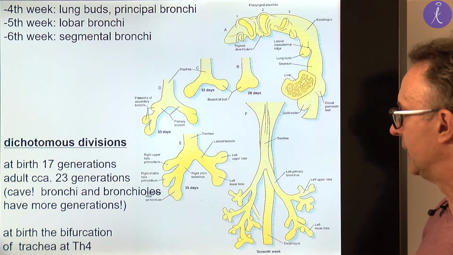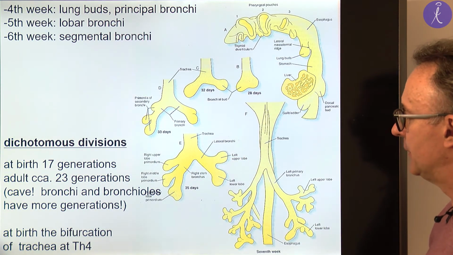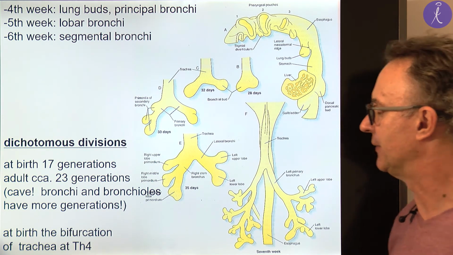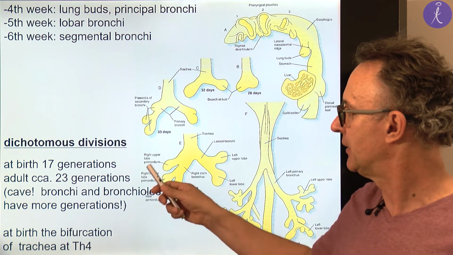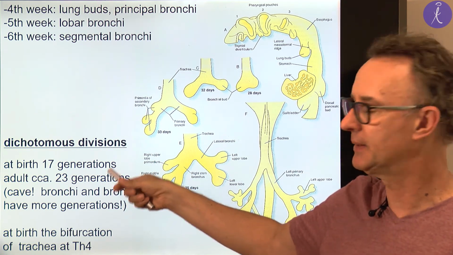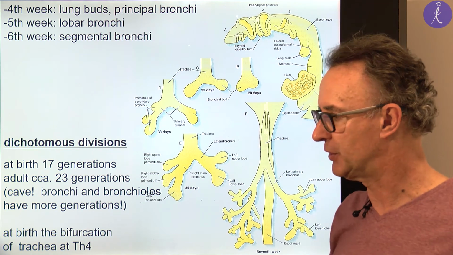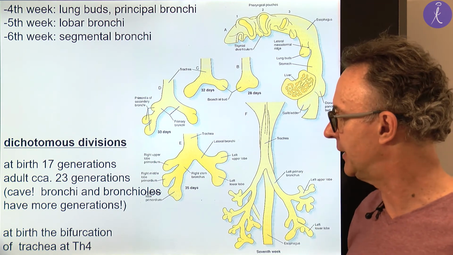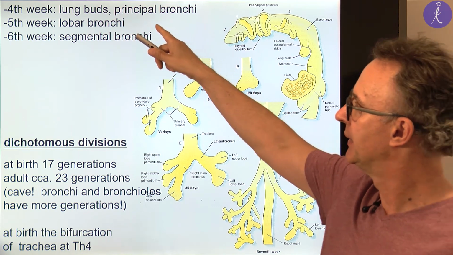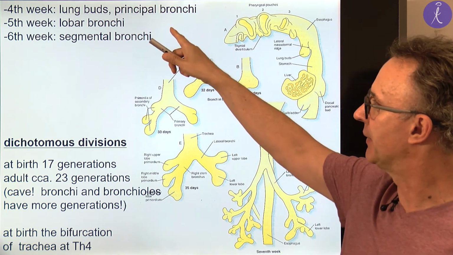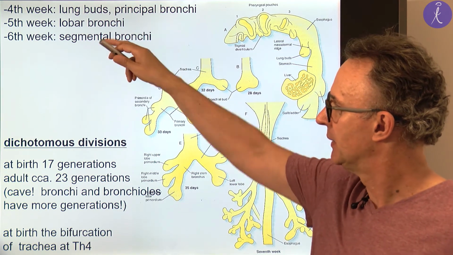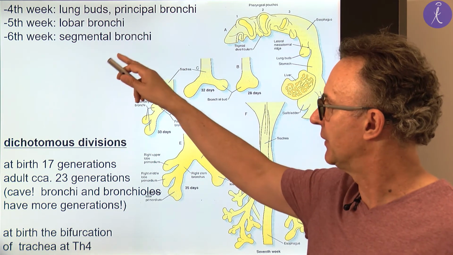This shows the ramification, the generations of the bronchial tree. Altogether we have 22 to 24 generations, not finalized by birth, just approximately 17 present, and we have a continuation of this process up to the third year. And the first division is around the fourth week. Two lung buds appear, and the principal bronchi. Next week, lobar bronchi. 6th week, segmental bronchi.